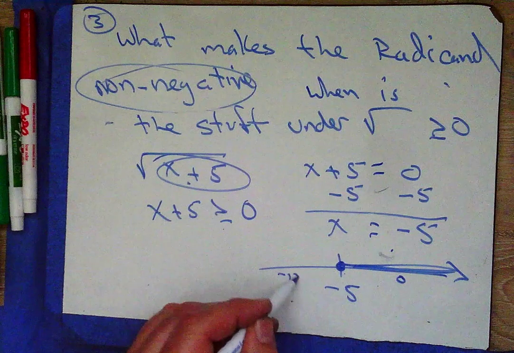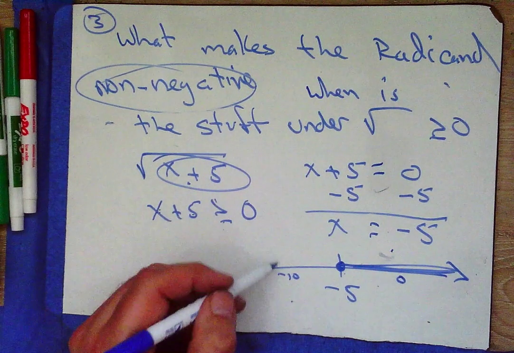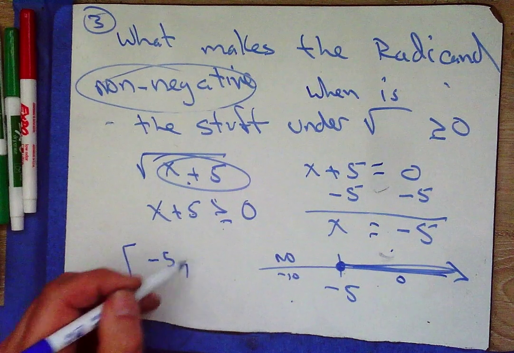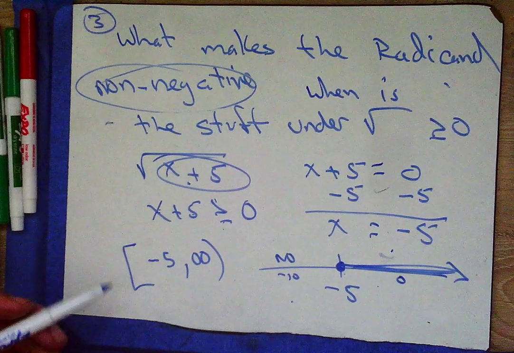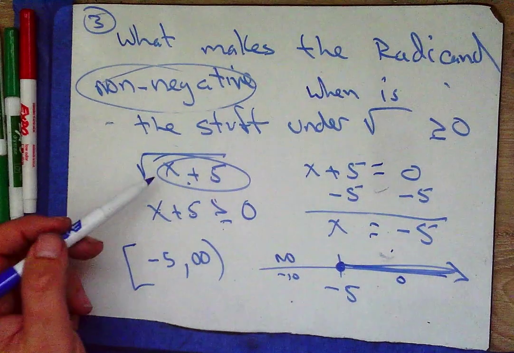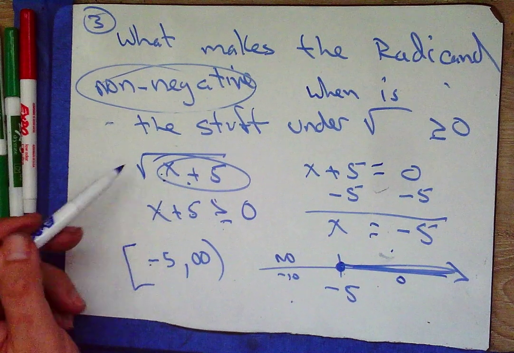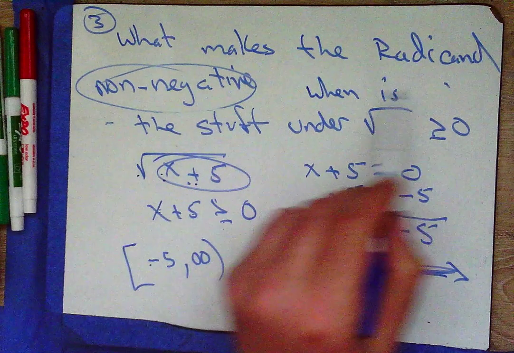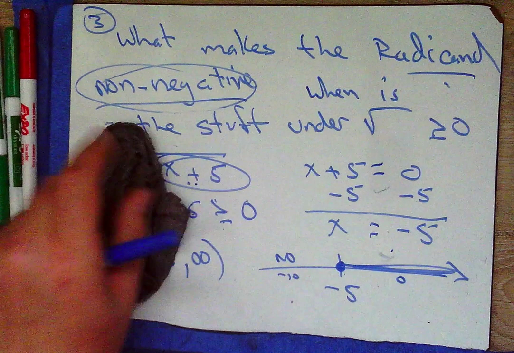And if I plug in a negative 10, negative 10 plus 5 is negative 5. Is that greater than or equal to 0? No. So my answer here is going to be negative 5 to infinity. Really, these are just asking the domain again. This is the domain of this square root graph shifted left 5. So when you see the directions, what makes the radicand not negative, really they're just asking you for the domain.